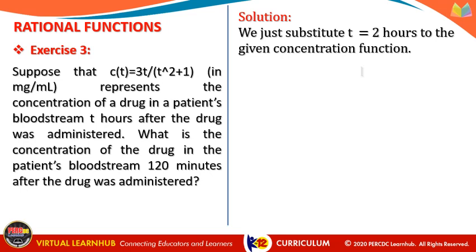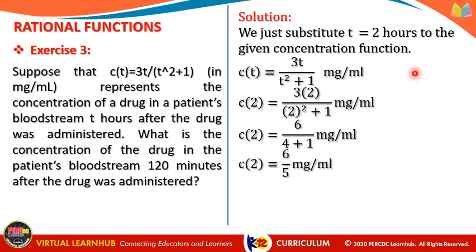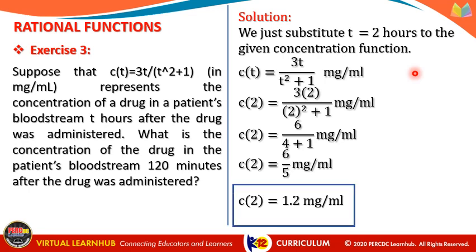So again, alam na natin na yung T is 2 hours. I-substitute na lang natin siya sa given function. Again, lahat ng T ay gagawin nating 2. So you get 3 times 2 over 2 squared plus 1. You'll get 6 over 4 plus 1. Again, that is 6 over 5. Tapos, kung gusto mo siyang gawing decimal, you'll get 1.2 milligrams per milliliter. And this is now the correct answer. Mag-ingat po tayo. Sayang naman kasi hindi ganon kahirap yung process.